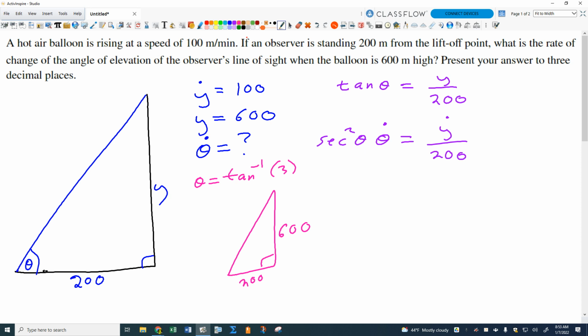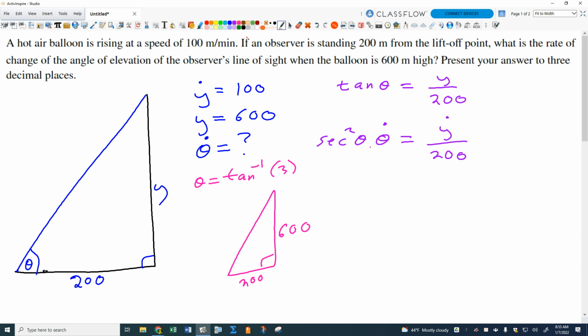(600 over 200). Agreed? Okay, we could do that. That's fine. And then I can just plug that in up here. But what I think is almost preferable is to use a reference triangle. Reference triangles are a great little trick on problems. You remember doing stuff like this?